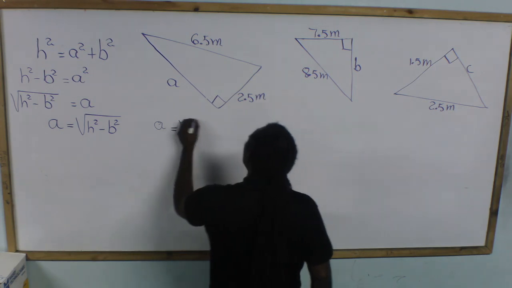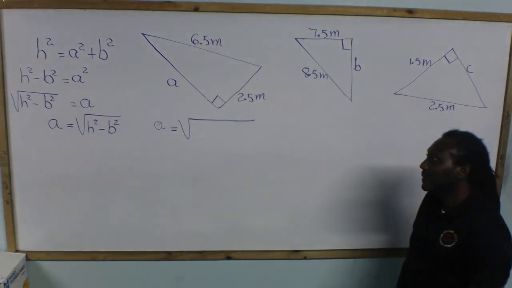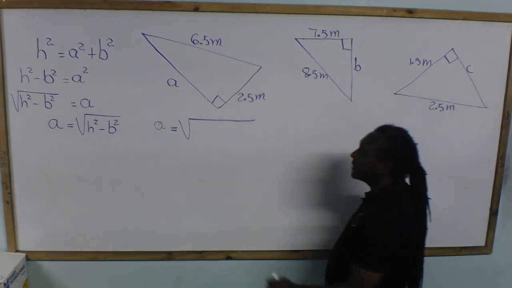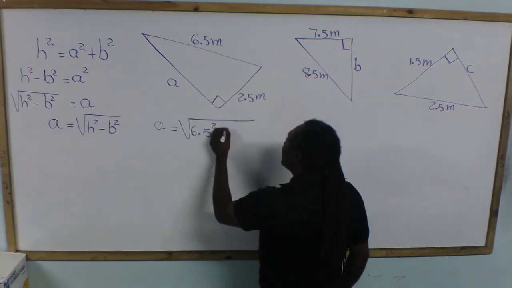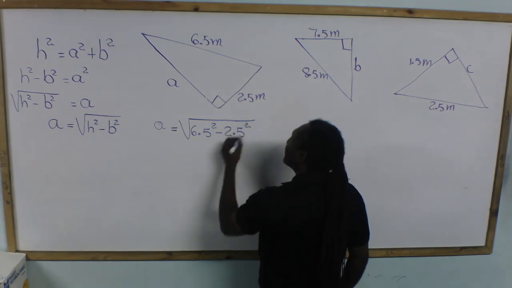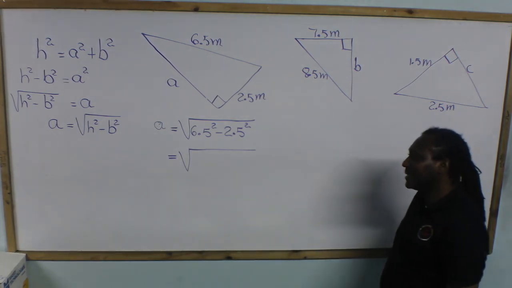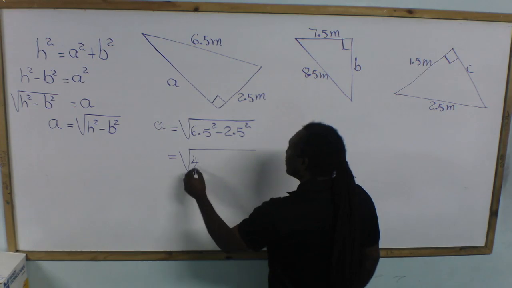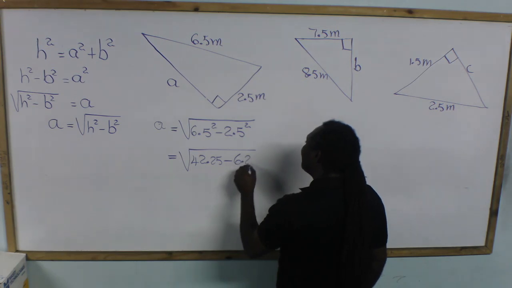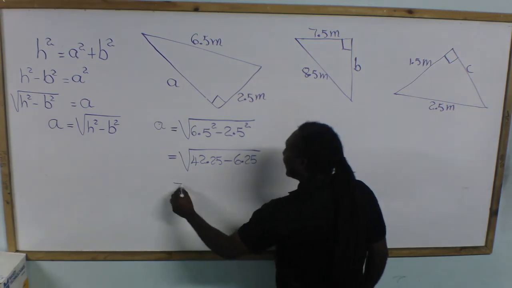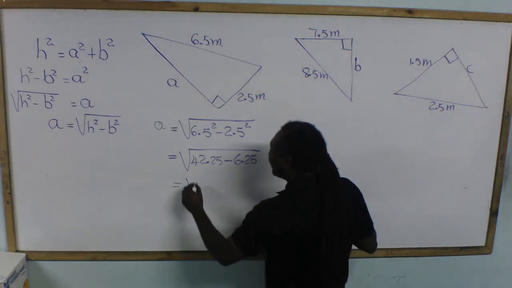The shorter side will be equal to the square root of 6.5 squared minus 2.5 squared. When we square 6.5, what do we get? 42.25. And for this we get 6.25. And that will give you exactly what? Which is what you want.